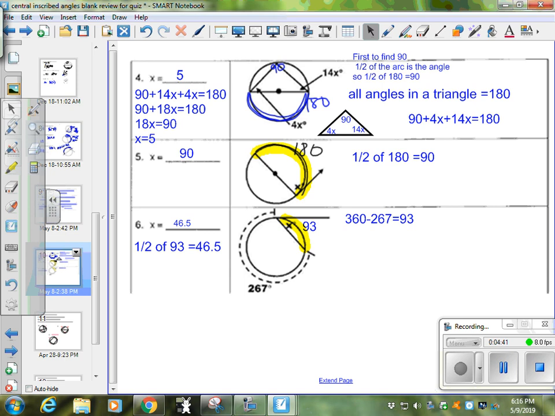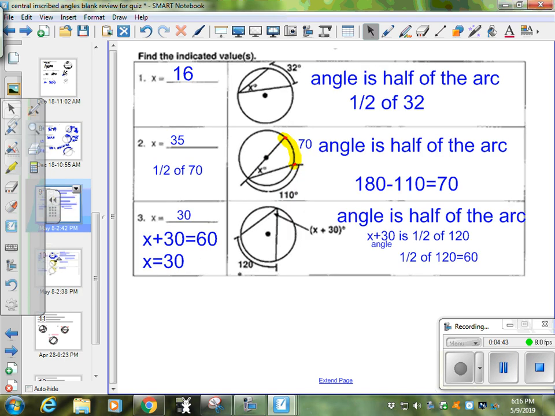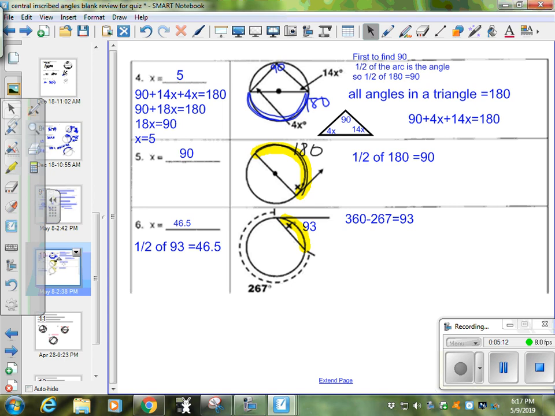Let's go through these. Okay, so half of the arc is 32, so that's 16. Half, okay, so we knew this whole thing was 180, so 70, so half of 70 is 35. On this one, you've got 120, half of 120 is 60. So set that equal, and you've got 30 for your x. 30 plus 30 is 60.